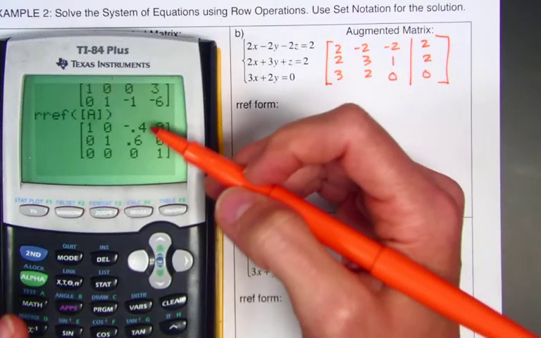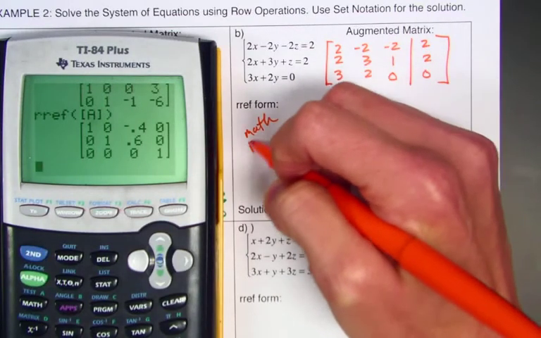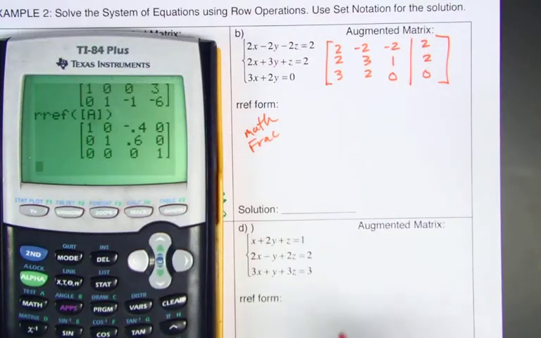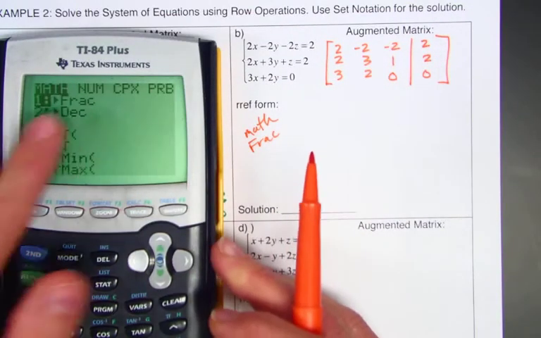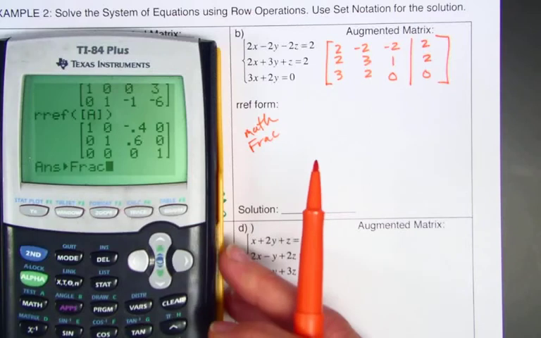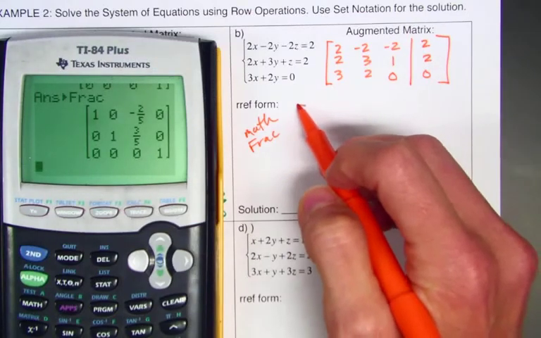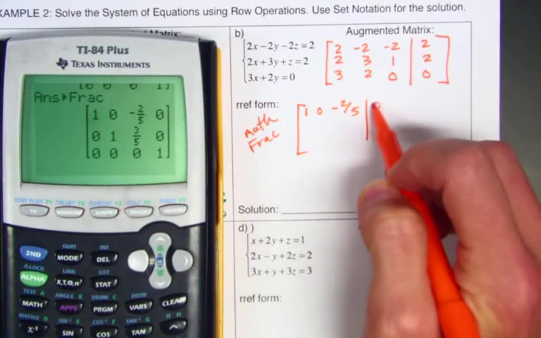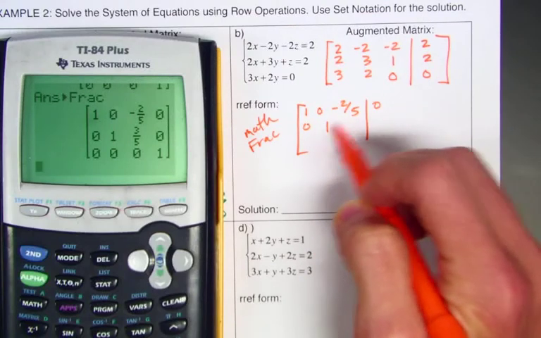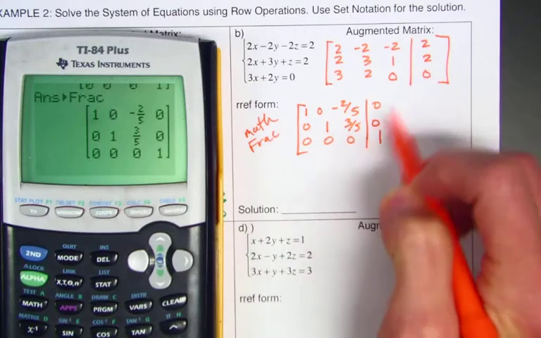And then once you guys have this, notice there's decimals. What you want to do is get in the habit of using your math fraction feature. So once you see the decimals, press math, and then there's your fraction feature. Press enter and enter again. So what we're actually going to write down here is 1, 0, -2 fifths, 0, 0, 1, 3 fifths, 0, and 0, 0, 0, 1.